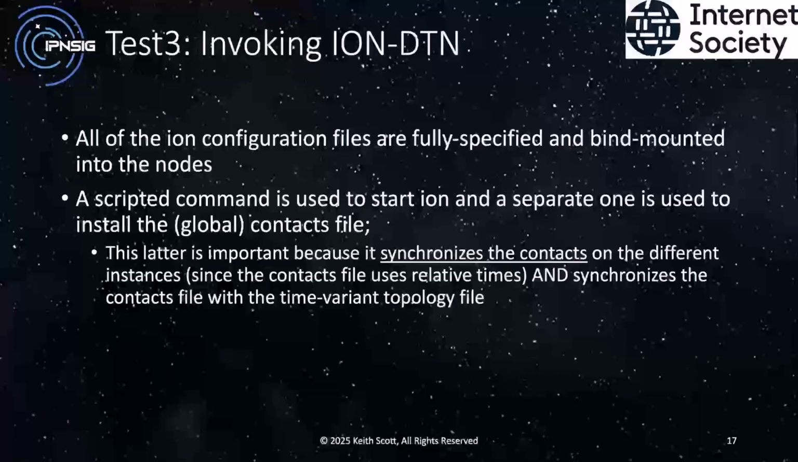We use a couple of commands, one that starts all of the ion nodes sort of before time zero in the emulation, and then a second one that installs the global contacts file. The issue there is trying to make sure that the contact file and the times in it are actually synchronized among all the nodes in the emulation. And this does pretty well. It tends to synchronize certainly sub-second, and usually down to a couple tens of milliseconds.